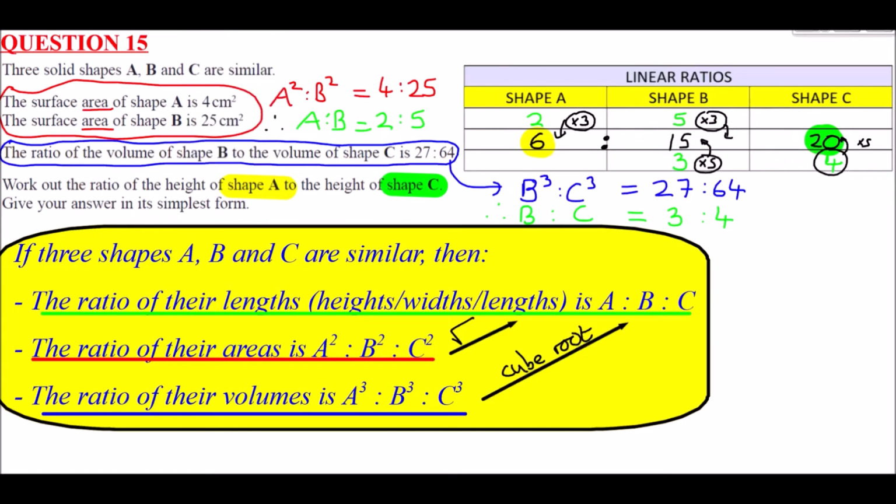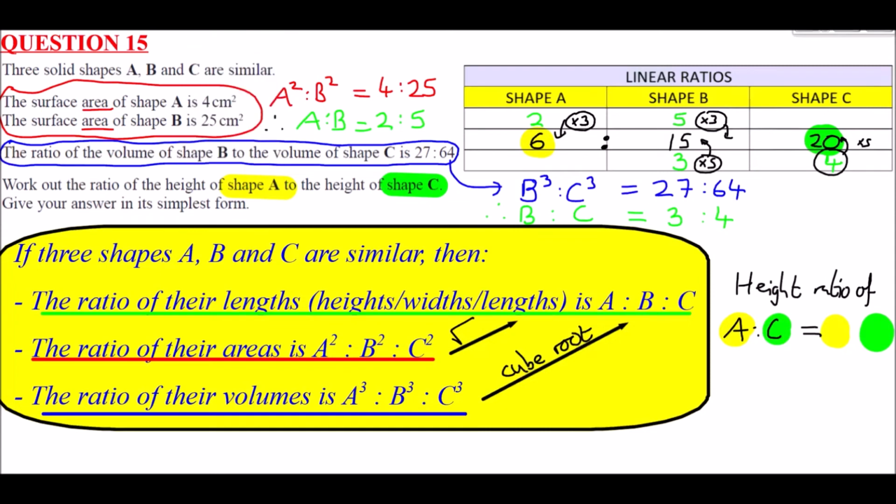So, ratio of A to C, in fact, I'll do it as the question is saying. It says, ratio of heights of A to C. Well, A is 6, as we can see, and C is 20.